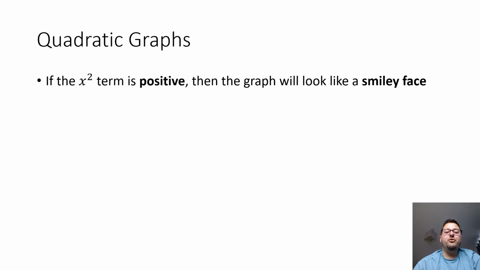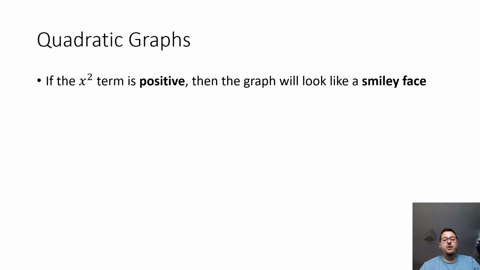Okay, now let's think about the graphs. The important thing is the number in front of the x squared. That's going to tell you the shape of the graph. If that number is positive, you're going to get a smiley face, like a bowl shaped curve. So if you've got 2x squared, 5x squared, a million x squared, the higher the number, the steeper the bowl will be. The lower the number, the flatter the bowl will be.